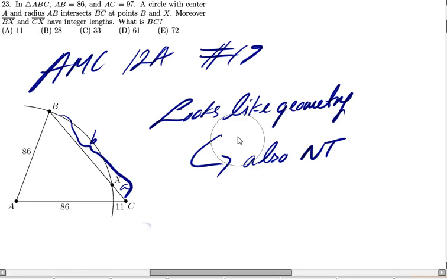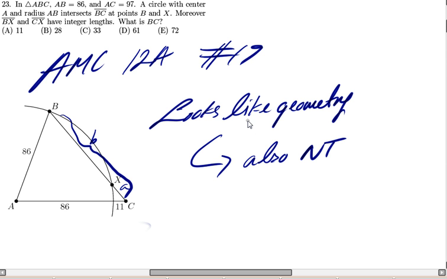Okay, so in triangle ABC, AB is 86, AC is 97. A circle with center A and radius AB intersects BC at B and X. BX and CX have integer lengths. What is BC?